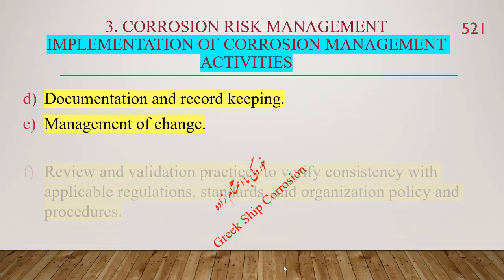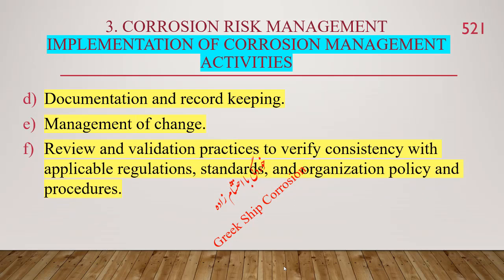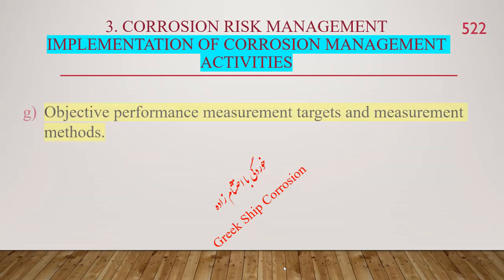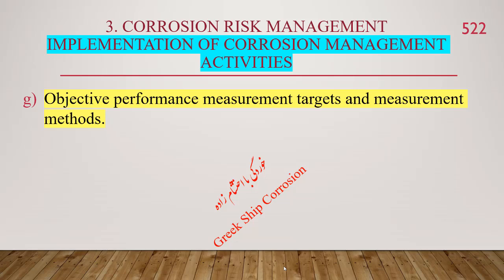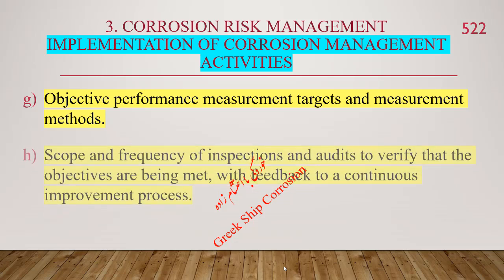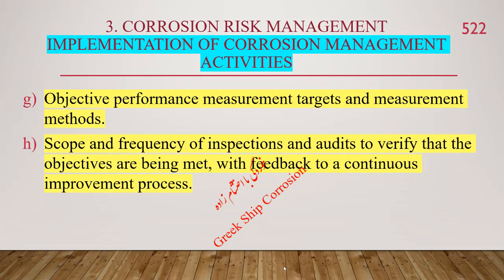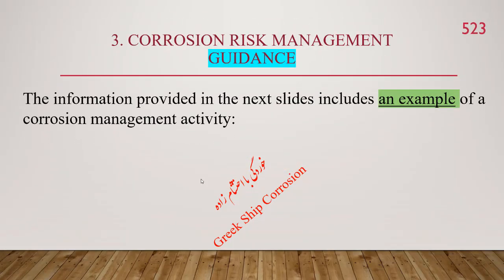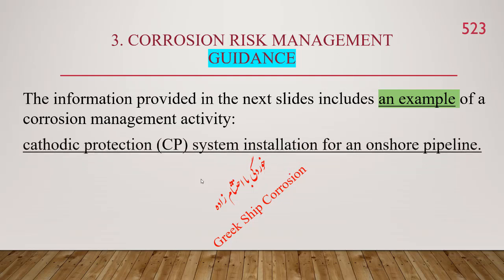E. Management of change. F. Review and validation practices to verify consistency with applicable regulations, standards, and organization policy and procedures. G. Objective performance measurement targets and measurement methods. H. Scope and frequency of inspections and audits to verify that the objectives are being met, with feedback to a continuous improvement process.